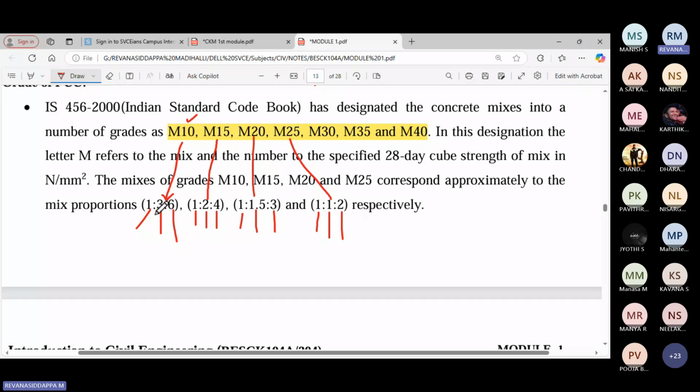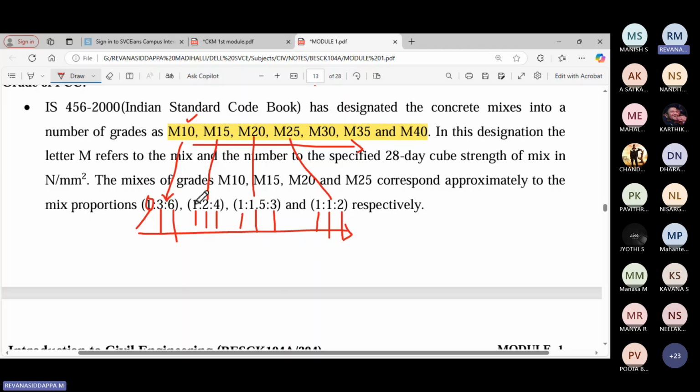You can observe one thing in these proportions: as the grade of the concrete increases, the cement content also increases. See here for M10 grade, you can see 1:3:6. Total how many portions are there? 6 plus 3, 9, plus 1, 10. Out of 10 portions, only 1 portion is cement.